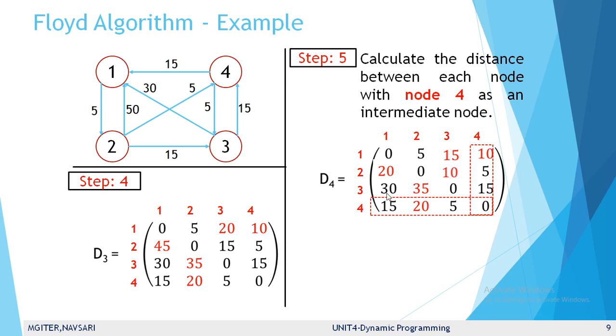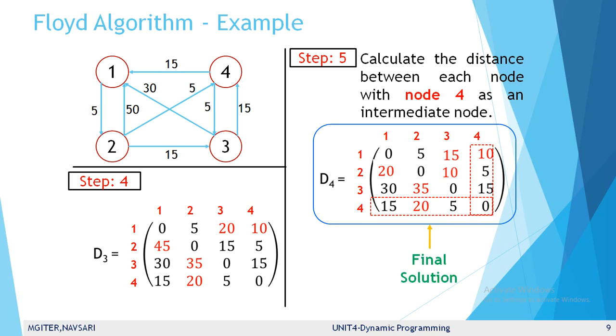So similarly we check for node 3. So here we get the all pair shortest path between every pair of vertices. This is our optimal solution.